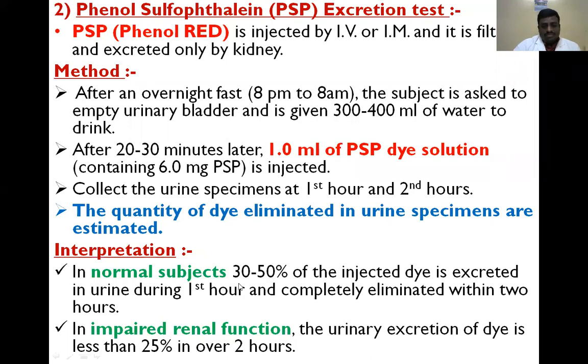Normally 30 to 50% of the injected dye is excreted in urine during the first hour, and it is completely eliminated within 2 hours. In impaired renal secretion, the urinary excretion of dye is less than 25%. If it is less than 25% over 2 hours, there is a problem in the renal secretion. So this is a simple experiment.